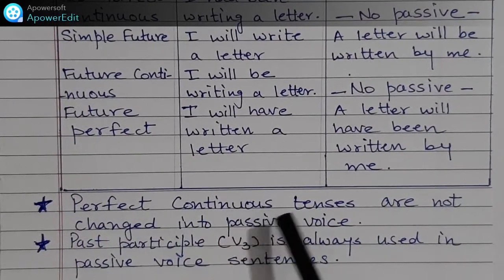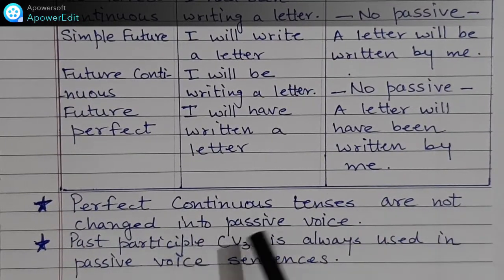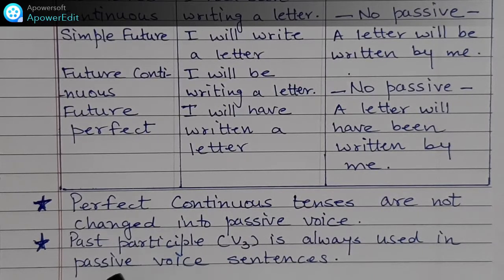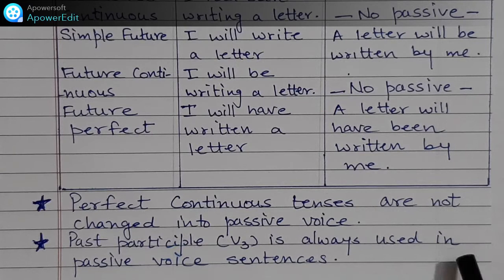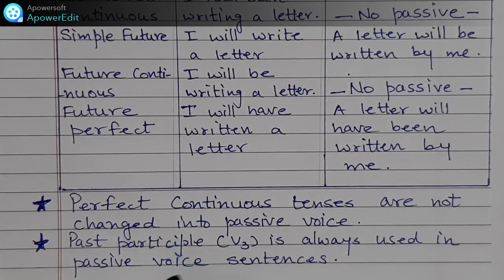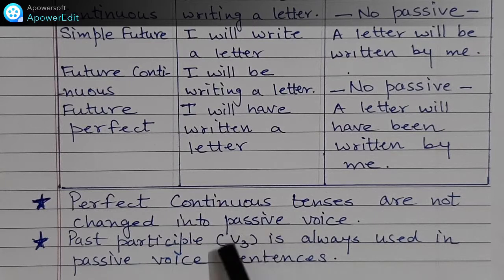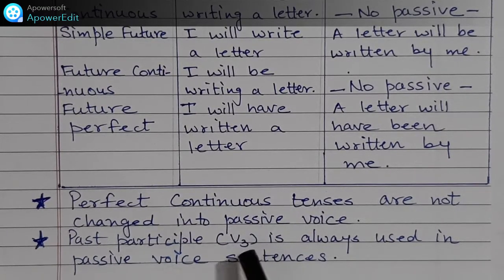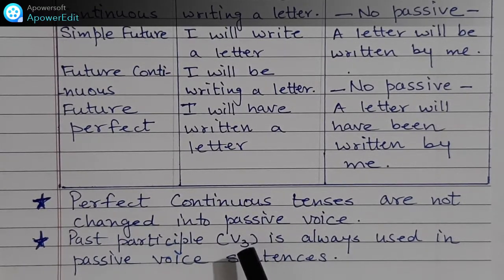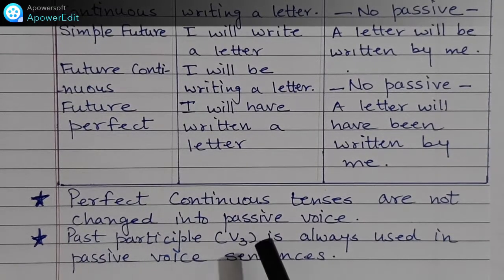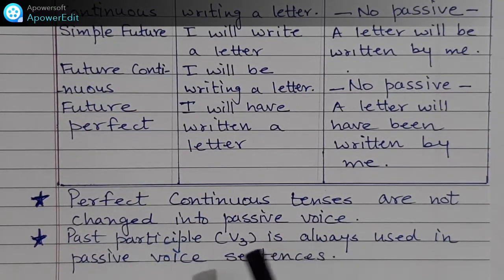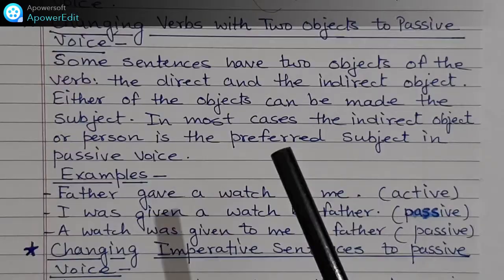Perfect continuous tenses are not changed into passive voice. Past participle V3 is always used in passive voice sentences. So students, keep in mind, when we change any tense into passive voice, we always use past participle. Third form of the verb is used in passive voice.